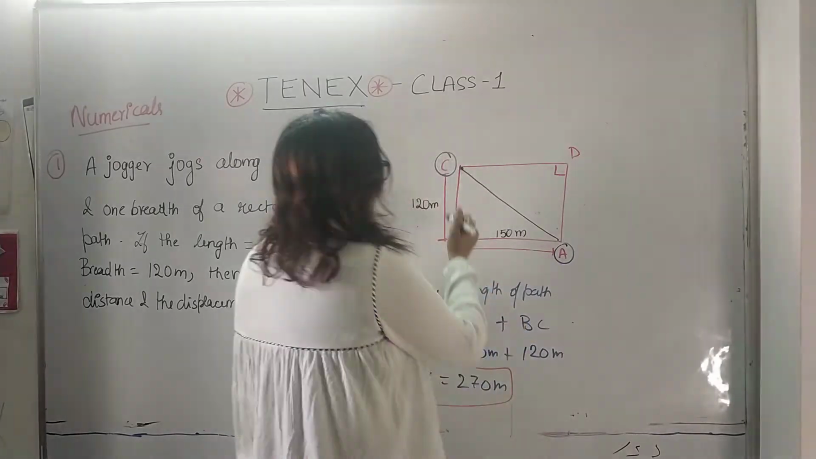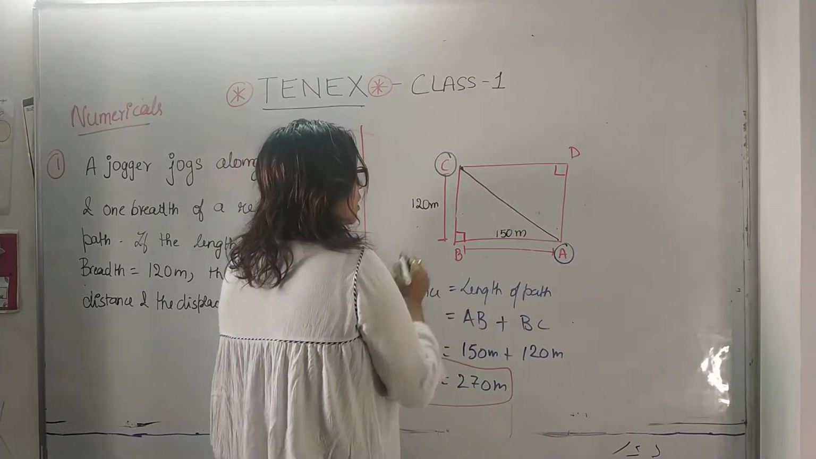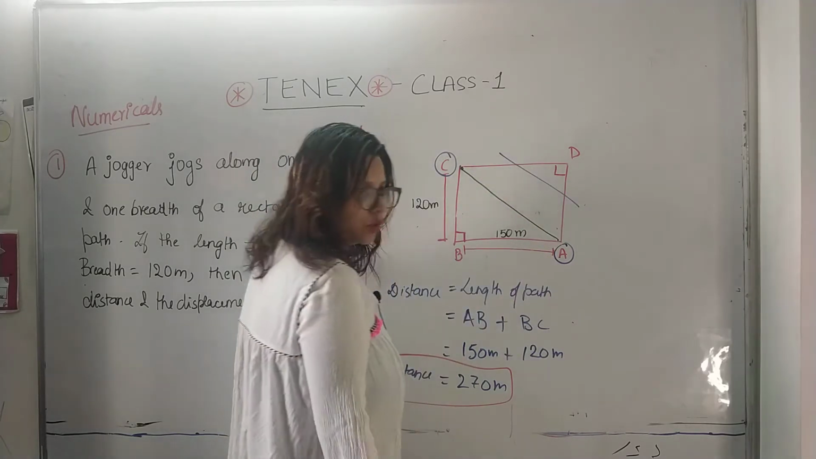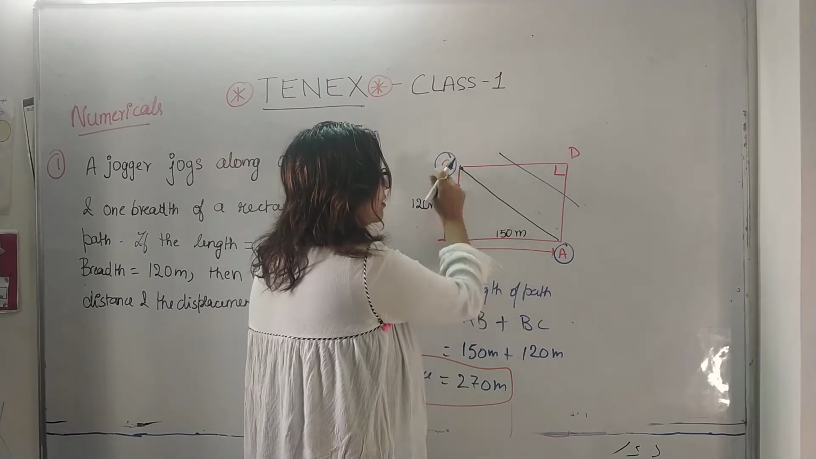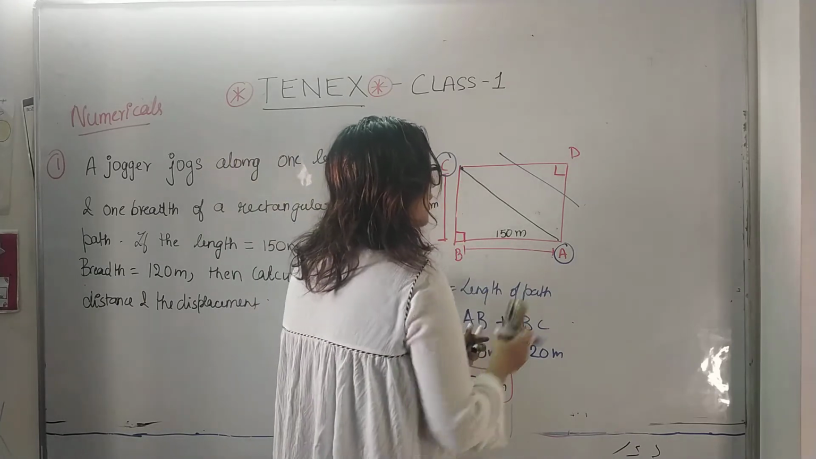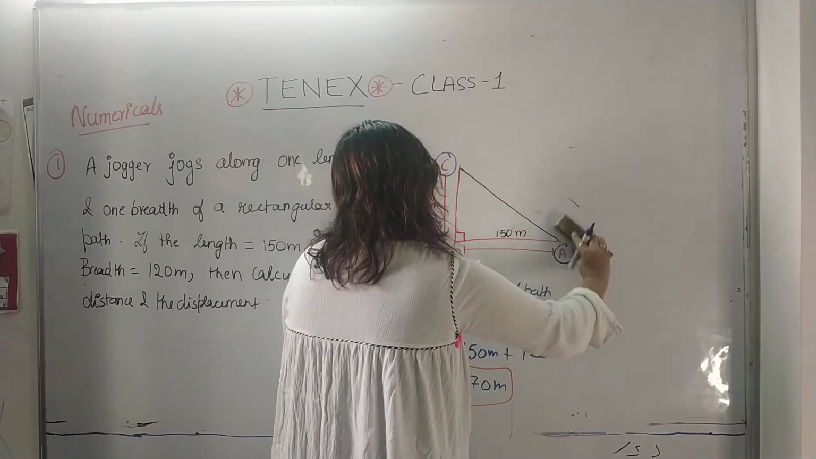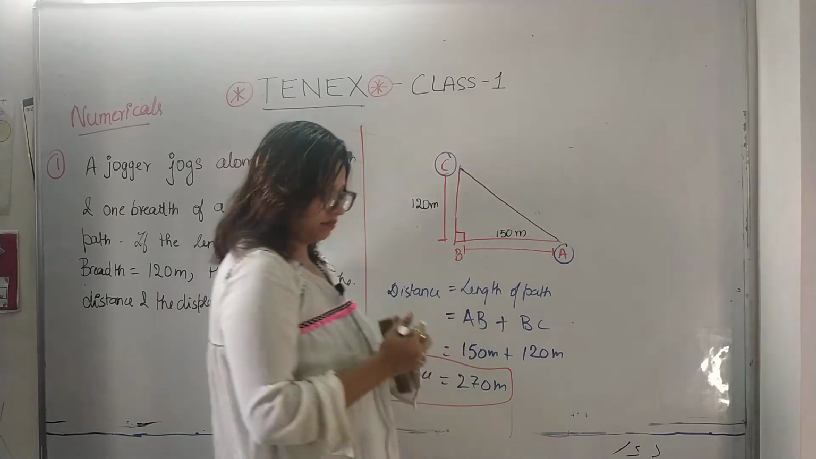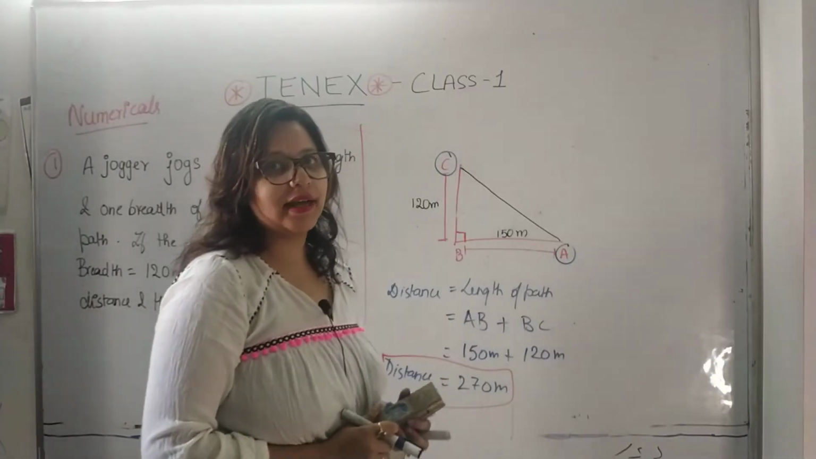Okay guys, so over here I also observe another thing: if I ignore this part, then ABC forms a triangle. So let me just erase this part for you for simplicity. So ABC is a right-angled triangle, okay?